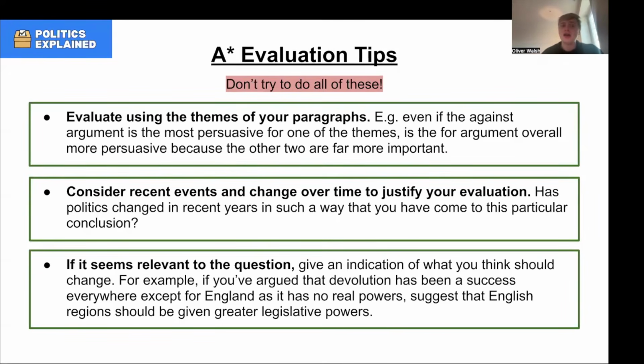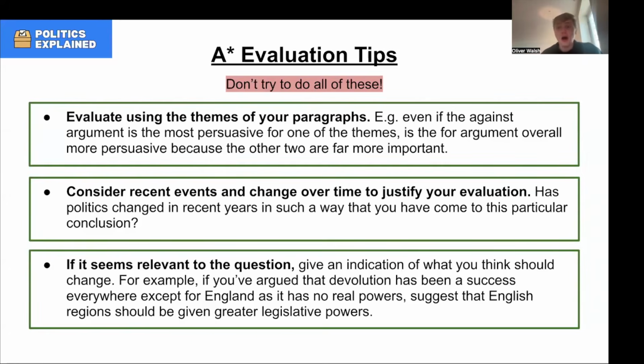The first point is evaluate using the themes of your paragraphs. And this is what someone asked a question about early on in the webinar. Can one of your paragraphs be against? Does it have to be 4, 4, 4 if you're arguing for the 4 argument in every paragraph, for example? And the answer is no, and that's where you can use your themes to justify your argument. So say the question is, evaluate the view that first past the post is the most effective electoral system in use in the UK. And our 3 themes are how effective it is in terms of representation, voter choice, and type of government created.